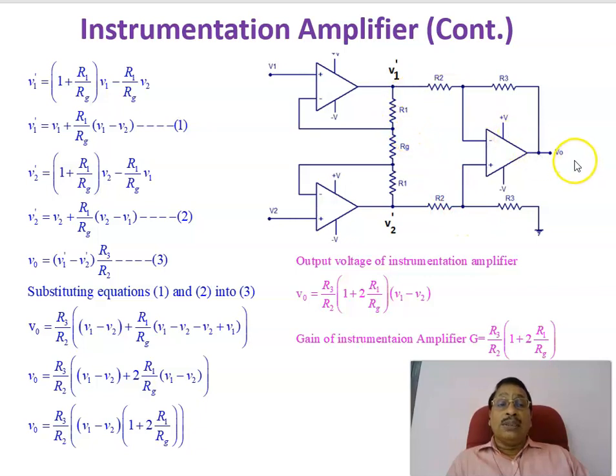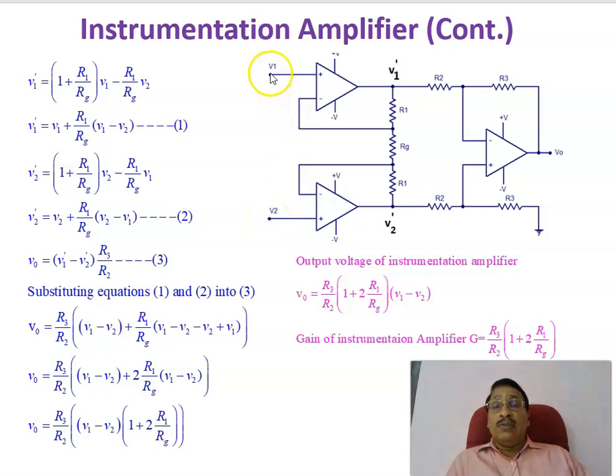Then the output voltage, as we have done in the previous case, is equal to the difference in voltage V1 dash minus V2 dash, into the ratio R3 by R2. We already derived that equation in the previous slide. Now we have to find out what V1 dash and V2 dash are. At the input side there are two voltages, V1 and V2, and we can apply the superposition theorem.